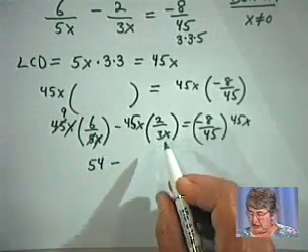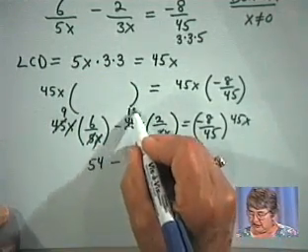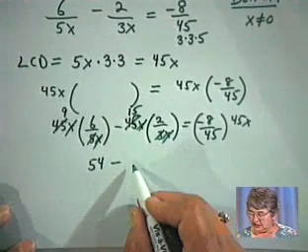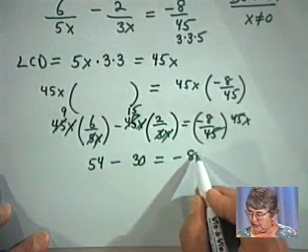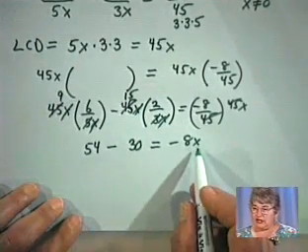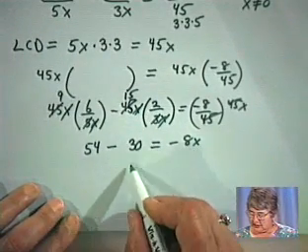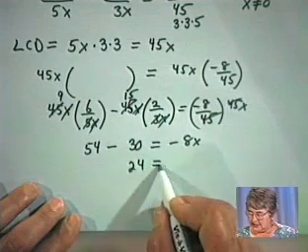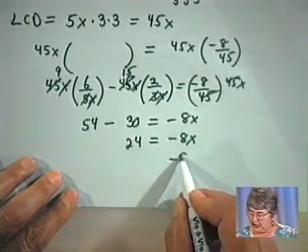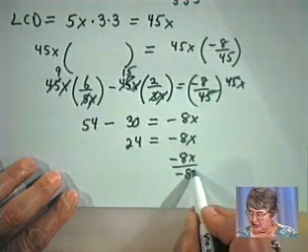For the second term, 3 goes into 45 15 times. The x's disappear. Minus 15 times 2. So we have x's only on the right-hand side. We can solve this by saying 24 is equal to a negative 8x. And at this point, we can go ahead and divide by a negative 8 on both sides.